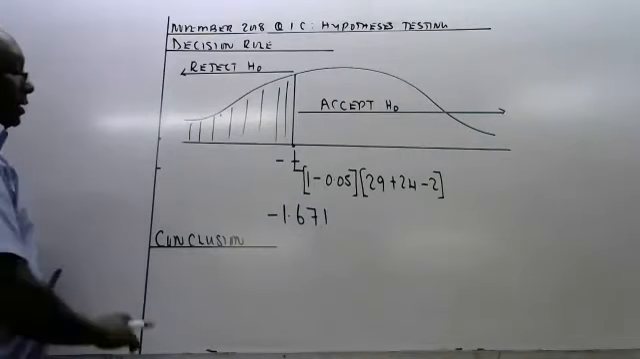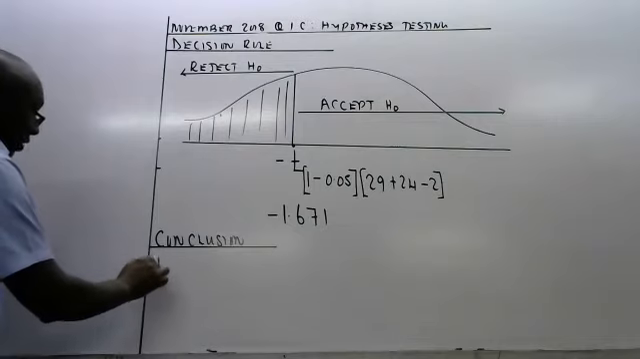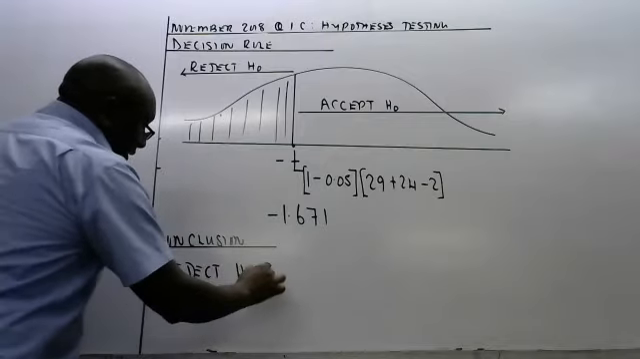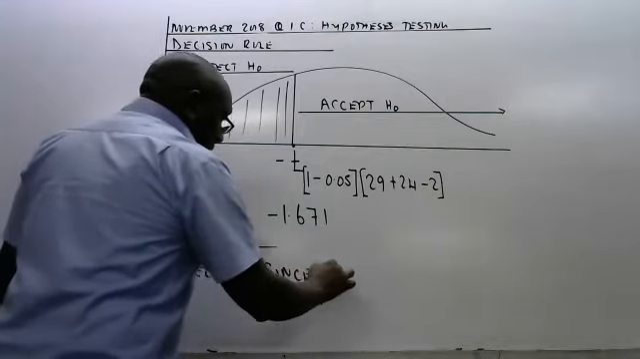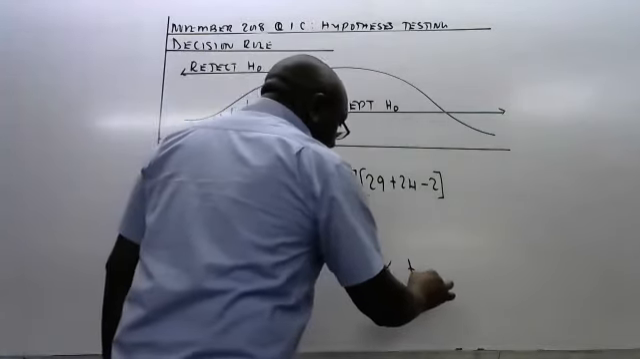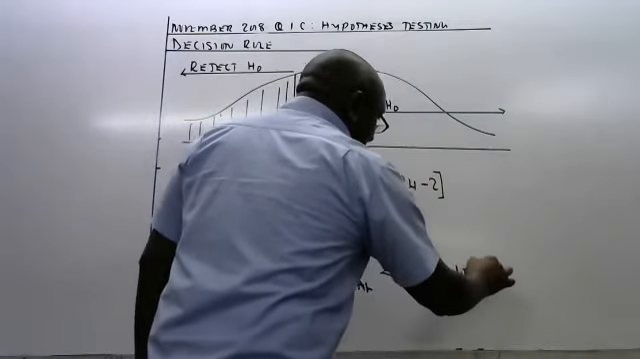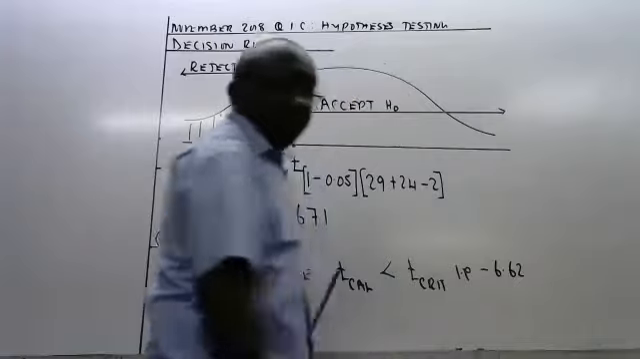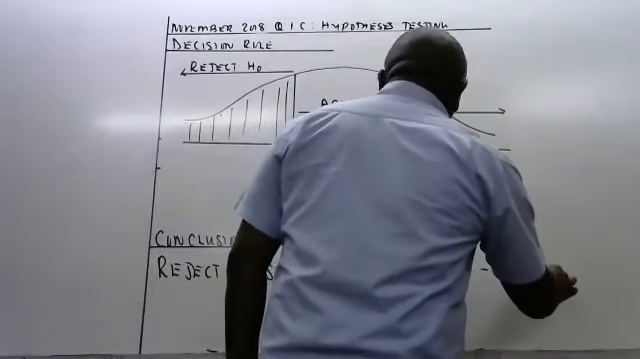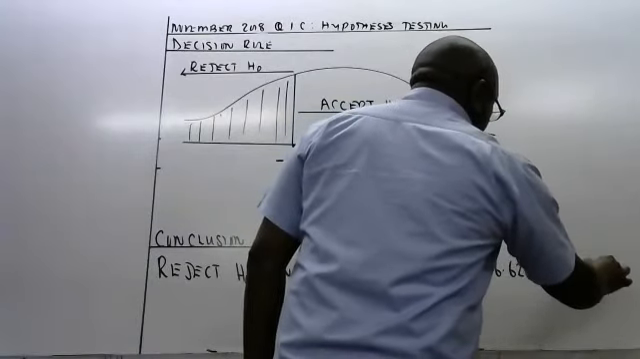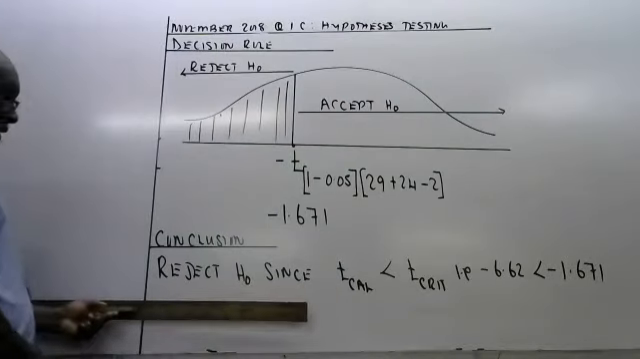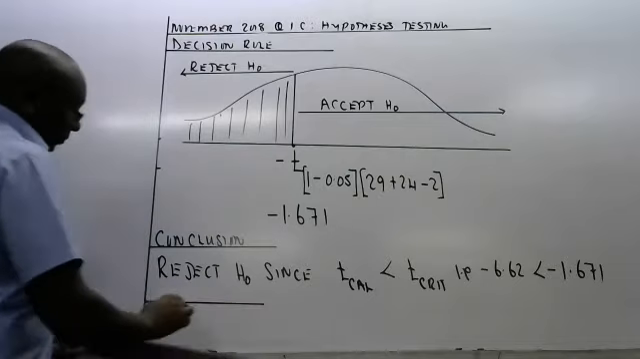we had obtained minus 6. So we will say reject null hypothesis, since T calculated is less than T critical. That is minus 6.62, I think that was our calculated value, is less than minus 1.671. Then what does that mean? When we say reject, what does that mean?